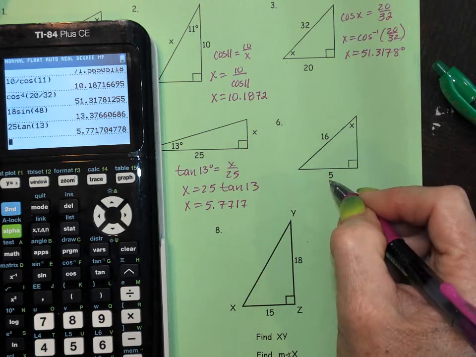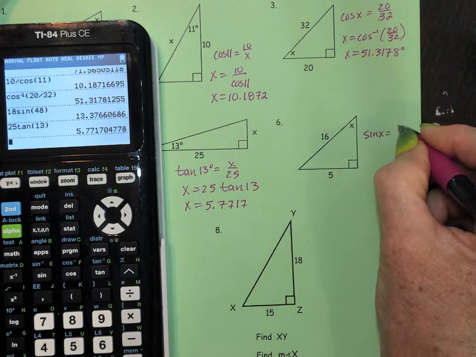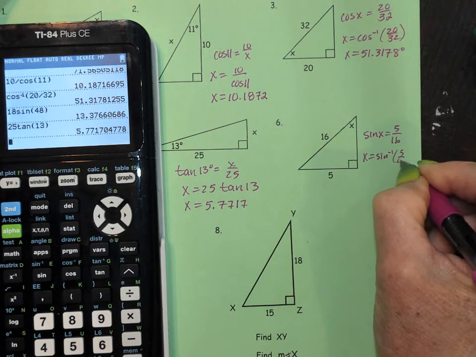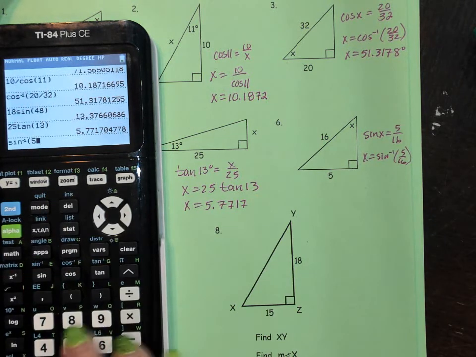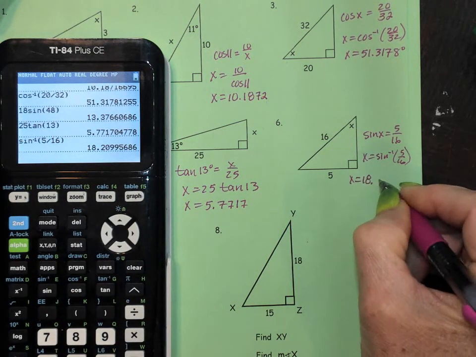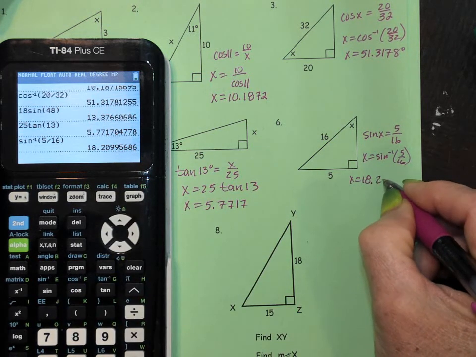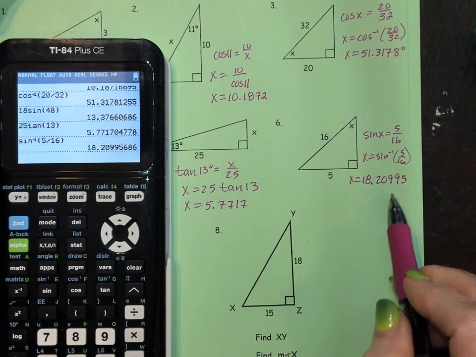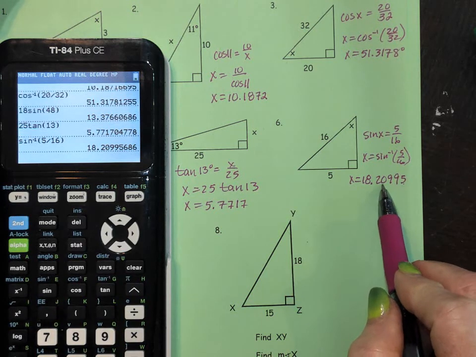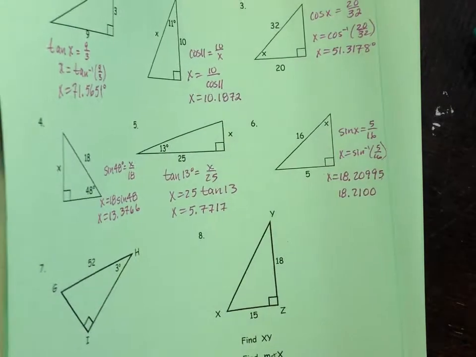From this x, we have opposite and hypotenuse. That's a sine. Opposite 5 over 16. X is 18.209955. So if we round to 4 decimal places, that 5 is making that 9 round up, which makes that 9 round up, which makes that 0 round up. So this is 18.2100. Yes.